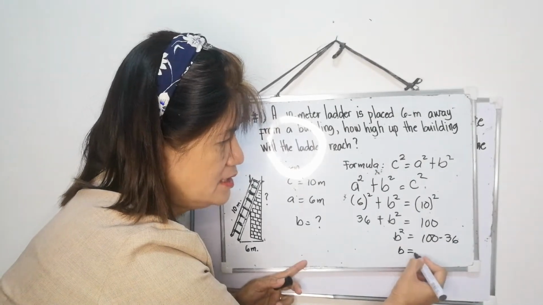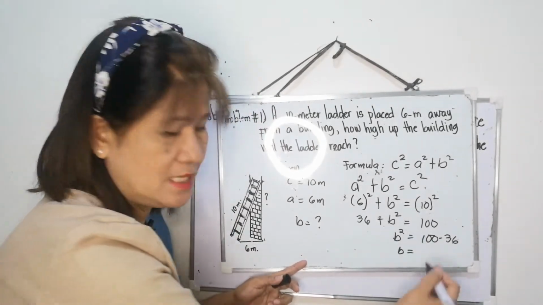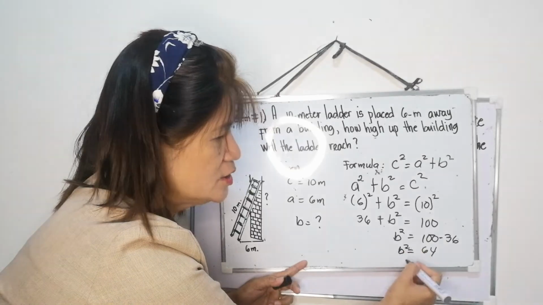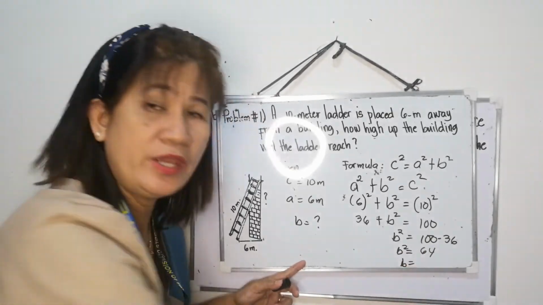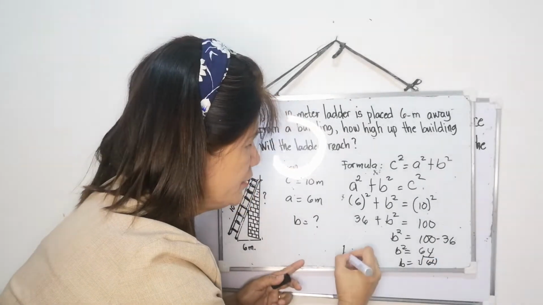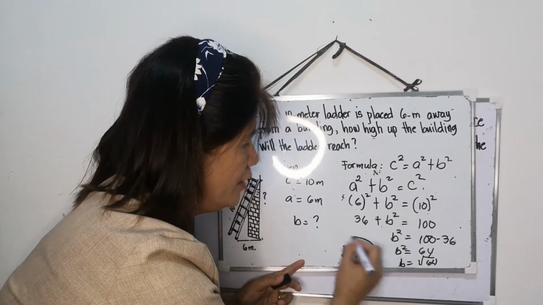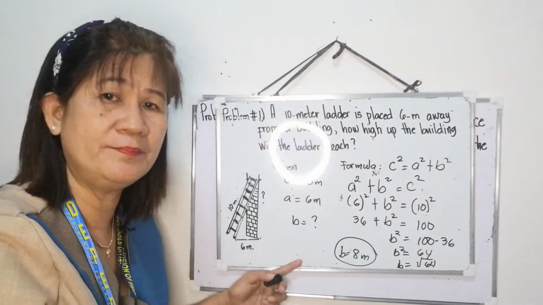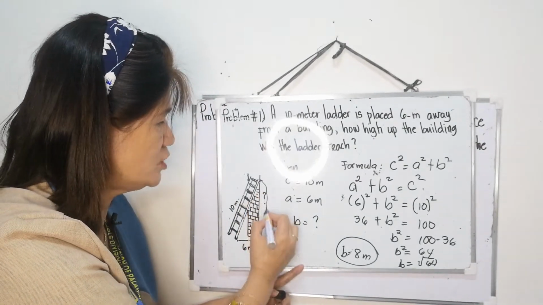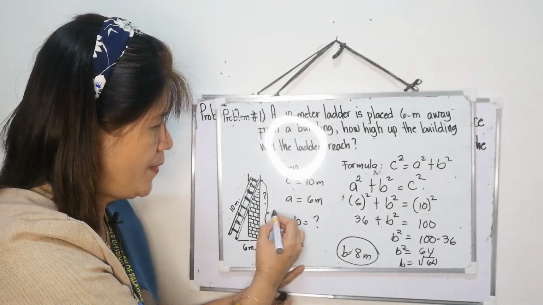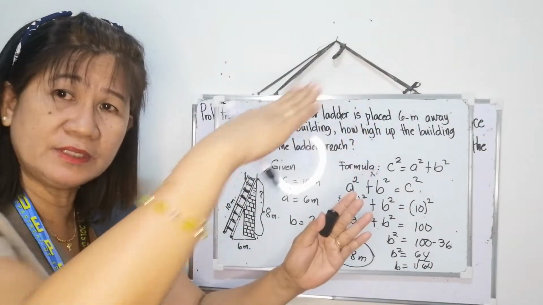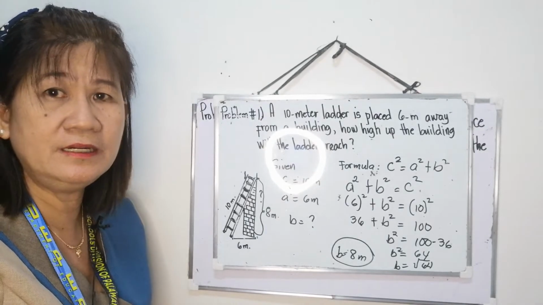So, B squared is equal to, what is 100 minus 36? The answer is 64. Yan. So, to find B, we're going to extract the square root of 64. And the answer is 8. Therefore, how do you interpret the problem? Therefore, the height of the building that the ladder reach here is equal to 8 meters. So, yung taas ng building na naabot ng hagdanan is 8 meters long.